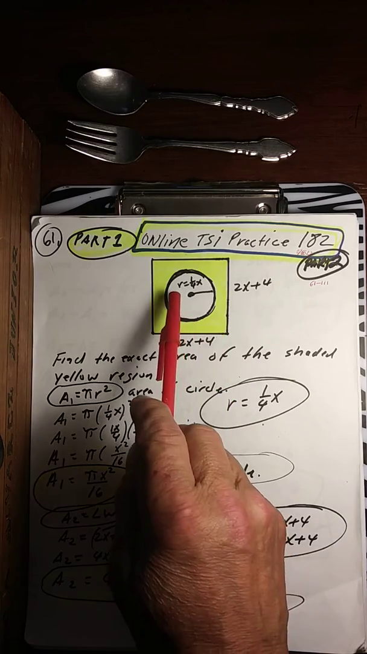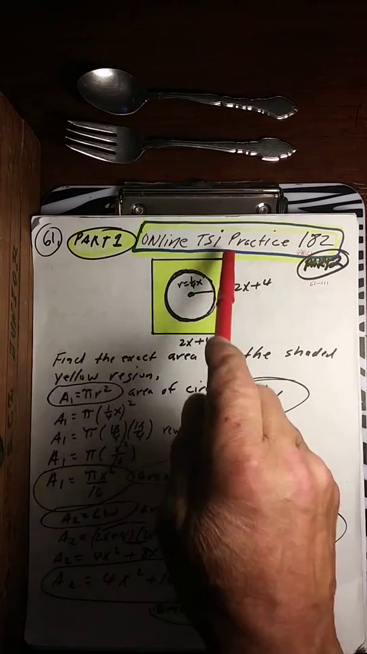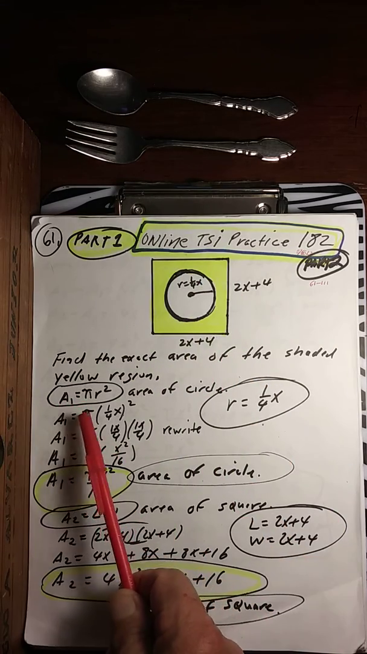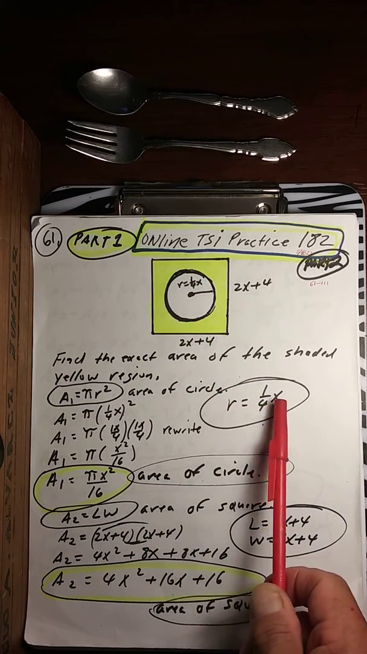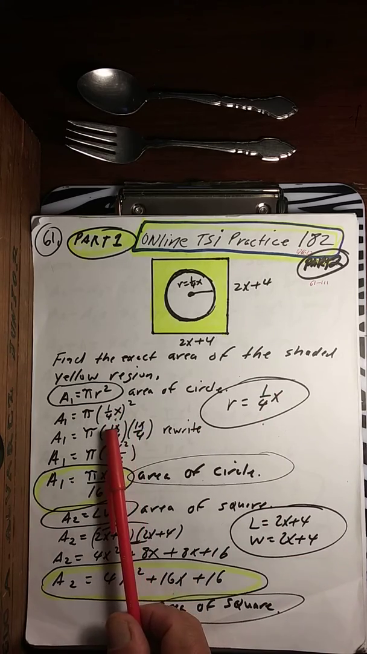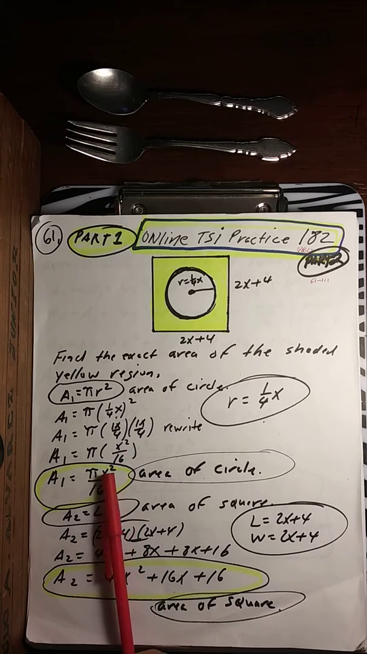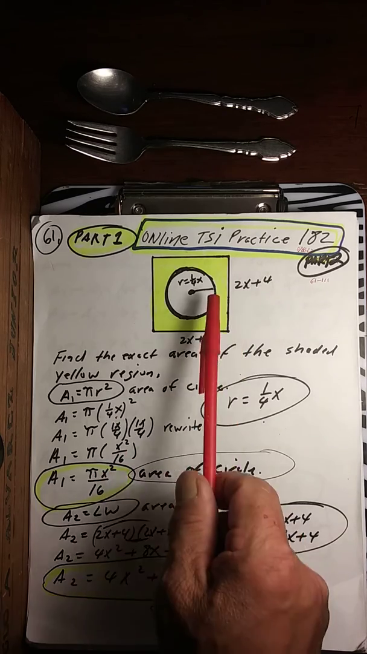So we have r is 1/4 x, and 2x plus 4, 2x plus 4 for the square. So now A equals pi r squared, the area of a circle. r is this, 1/4 x, put it in there. 1/4 x times 1/4 x means 1 times 1 is x squared over 16, or pi x squared over 16. That's the area of the circle.